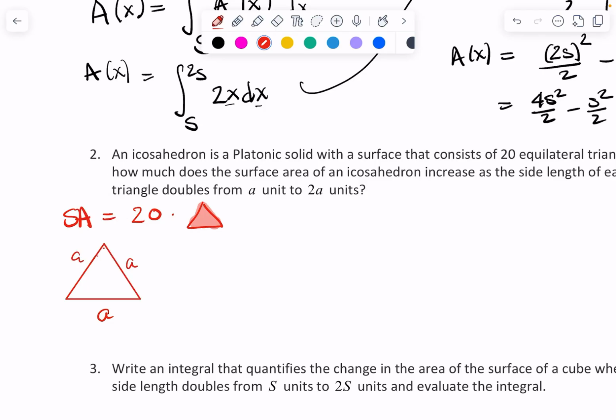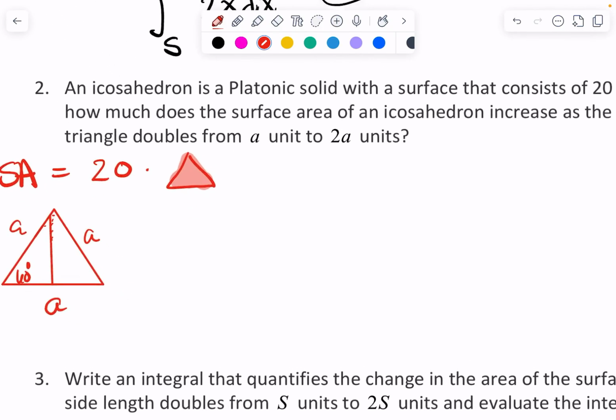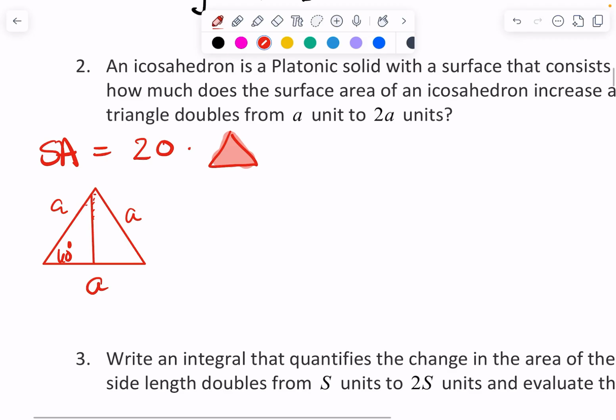This is A and this is A. But what I really need to know is this height. Now you might remember that this is a 60-degree angle. So now from our facts about triangles, we have a triangle. This is A. I cut this bottom in half, so we have 1/2 A.